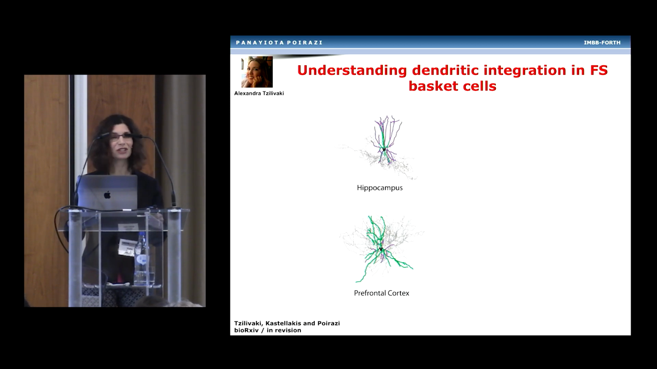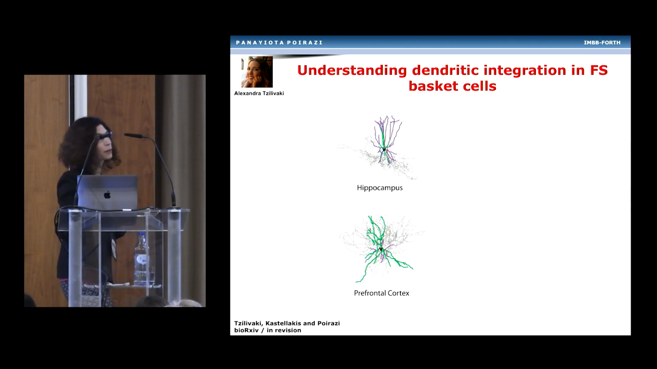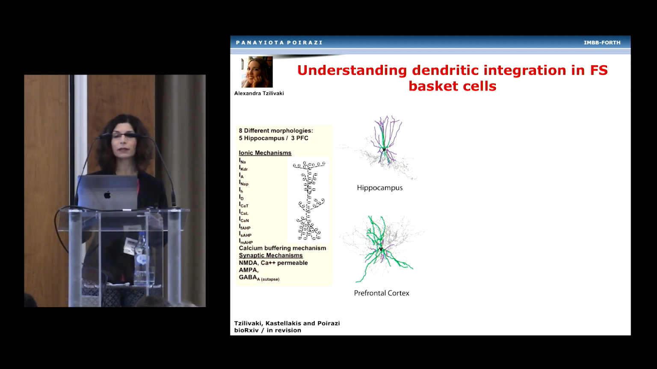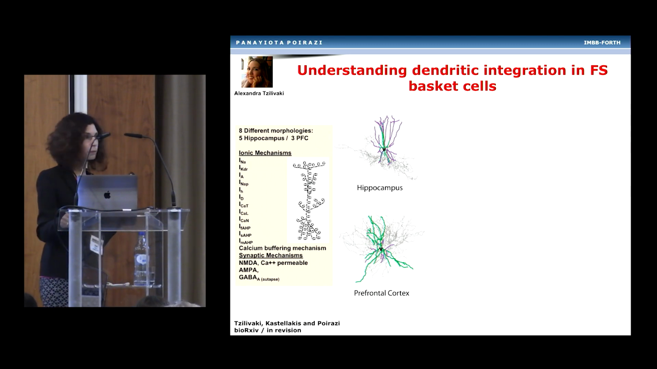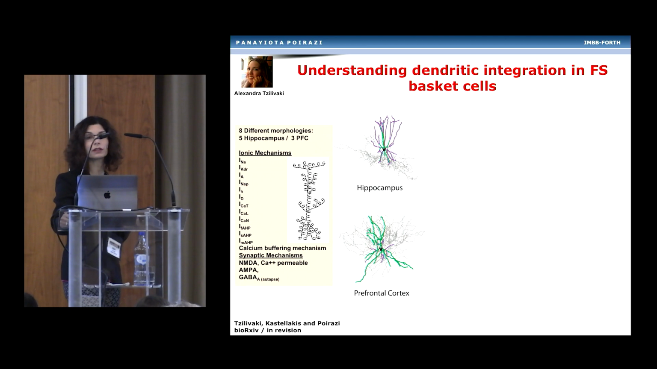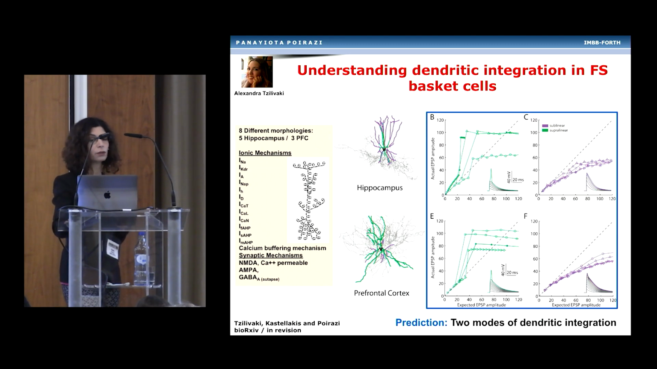So what she did was she essentially took morphological reconstructions of these cells from the hippocampus and the prefrontal cortex, 8 morphologies in total, and she built biophysical models similar to my CA1 pyramidal neuron, where she incorporated the ionic conductances and synaptic mechanisms that are present in these cells. And once she validated her models against a bunch of experimental data that I'm not showing for the interest of time, but this work is on bioRxiv, so you can look at it, she used this model to generate predictions about how the dendrites of these cells compute.